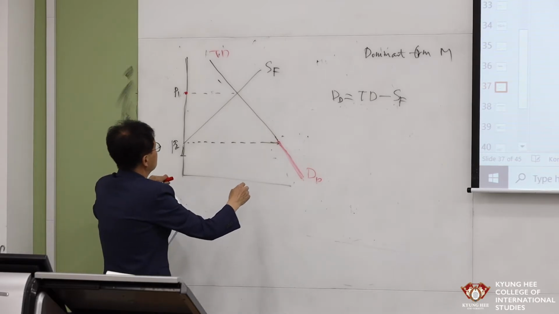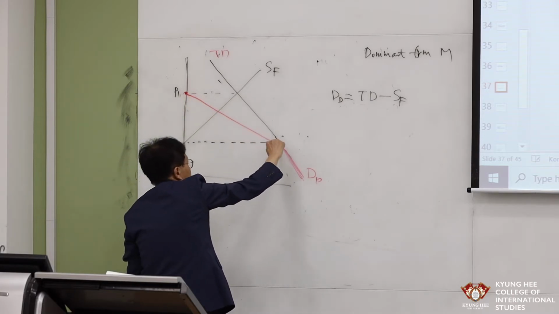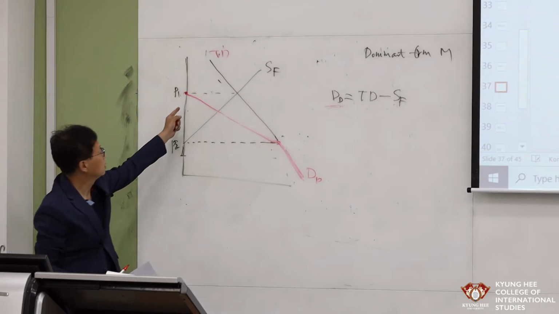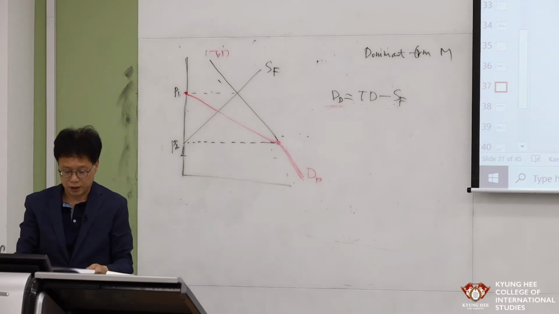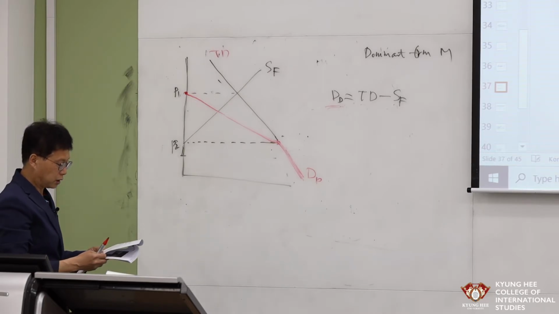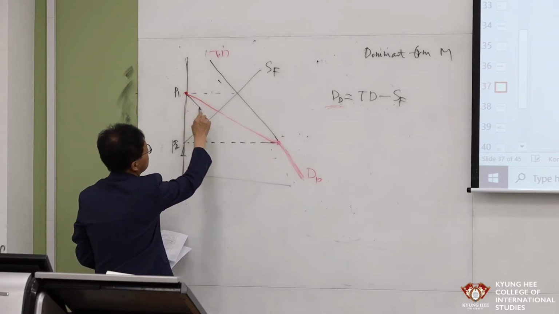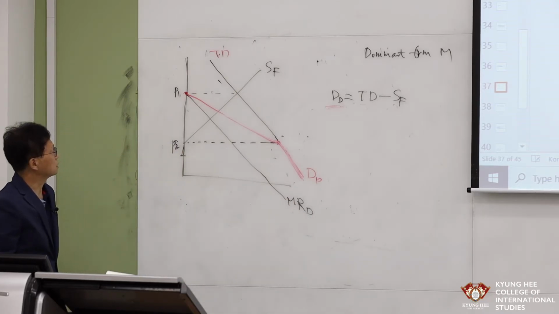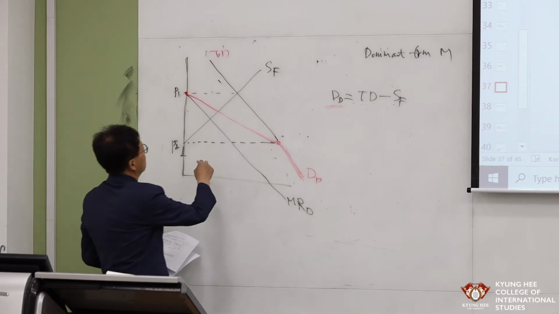Okay? So we connect this one, we can get this one. That is the dominant firm's demand, DD, total demand minus SF, like this. Can you understand? Right? From here, we can draw a marginal revenue curve. Marginal revenue of the dominant firm, like this, and supply.